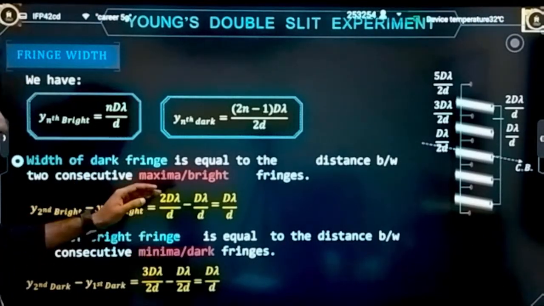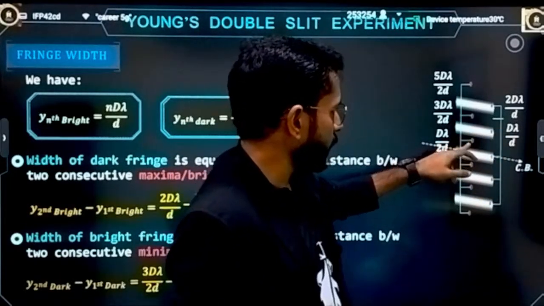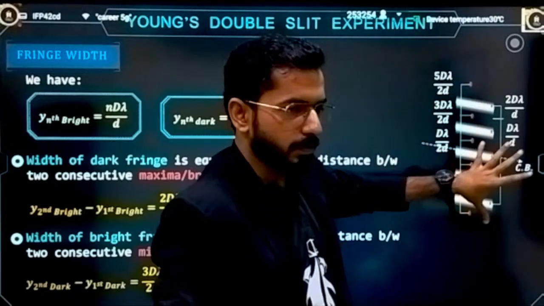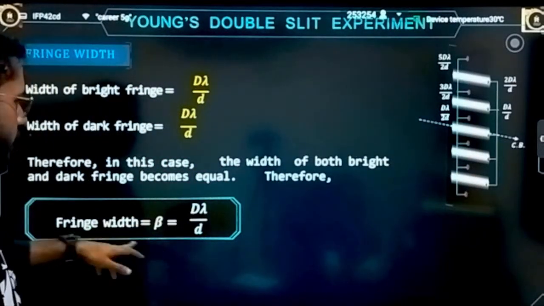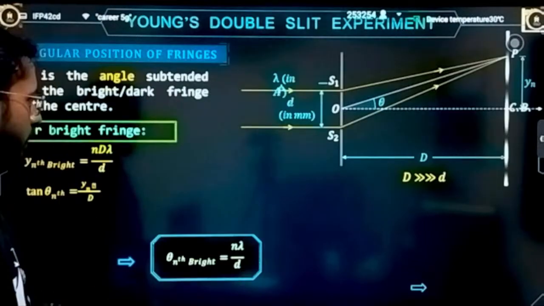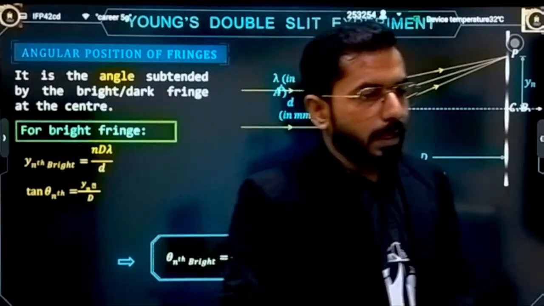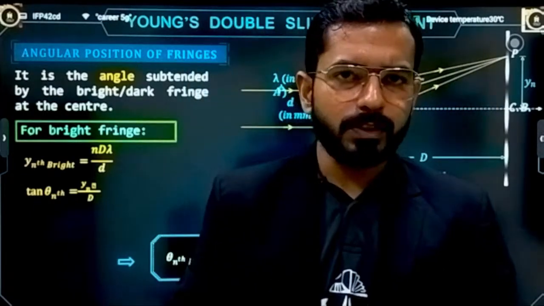Again, the same things are explained. Here is the central maxima, then D lambda by d, 2D lambda by d, and this is the dark spot. So it is explained in diagram form also, for your reference. Finally fringe width will be equal to D lambda by d. Is it clear?